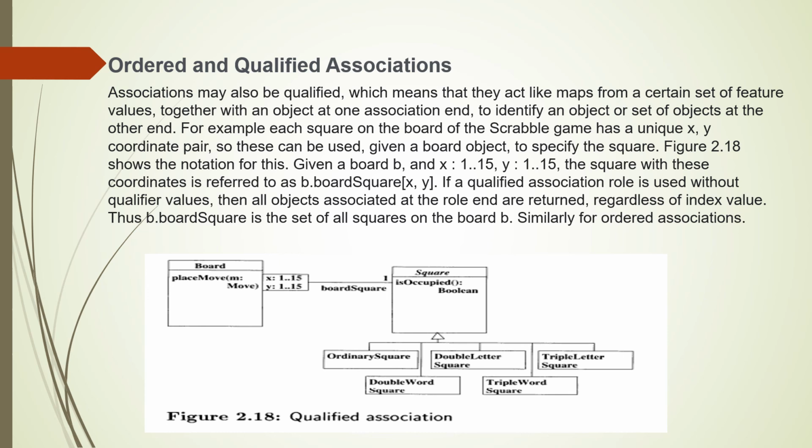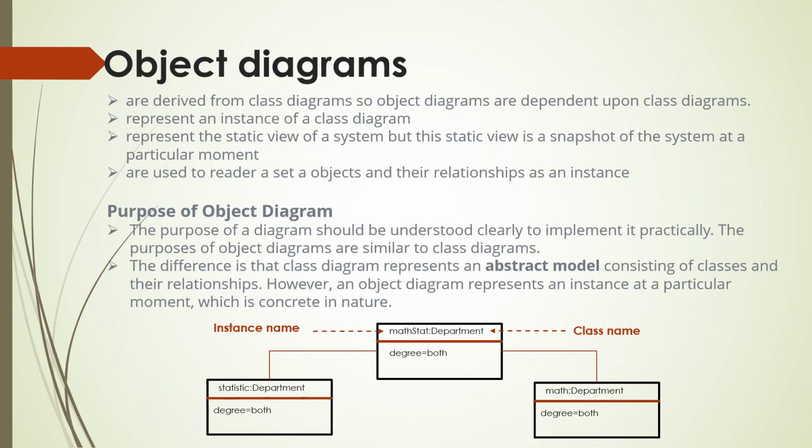If a qualified association role is used without qualifier values, then all objects associated at the role end are returned regardless of index value. Thus, B.board square is the set of all squares on the board B. Similarly for ordered association. The last diagram that I will discuss is the object diagram.